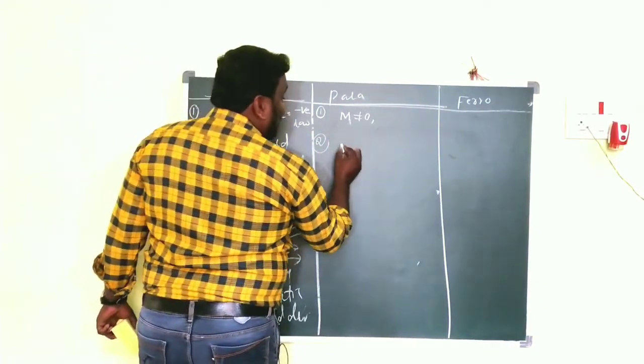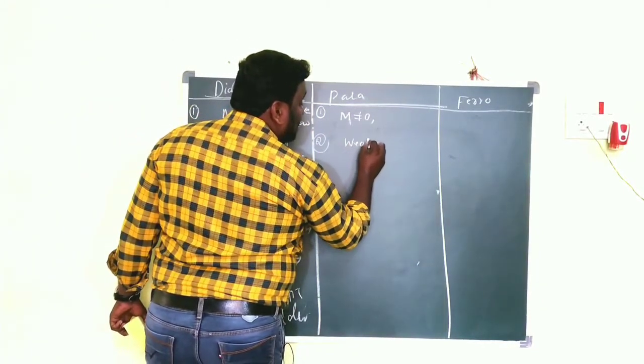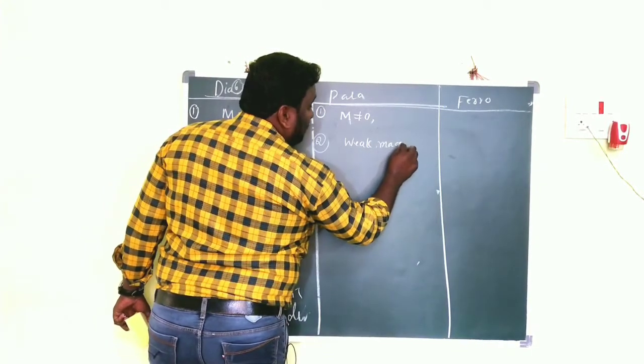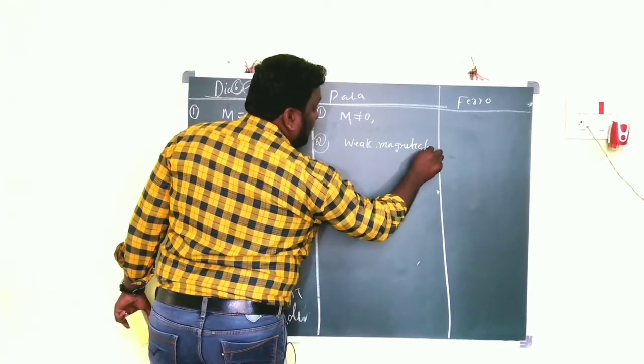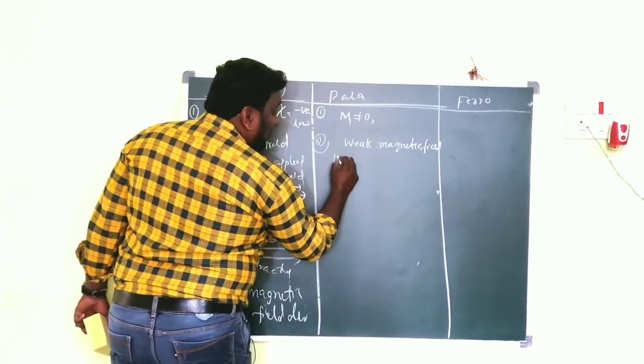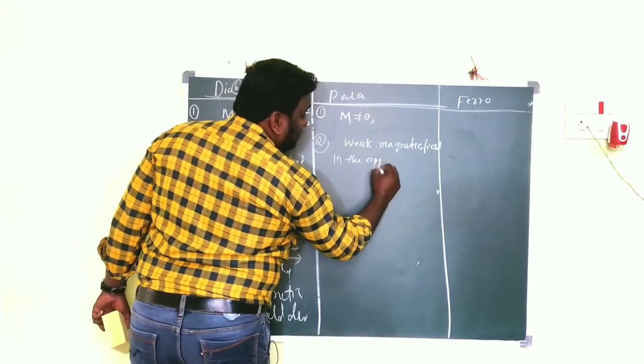In this case paramagnetic substances form a weak magnetic field in the direction of the applied field.